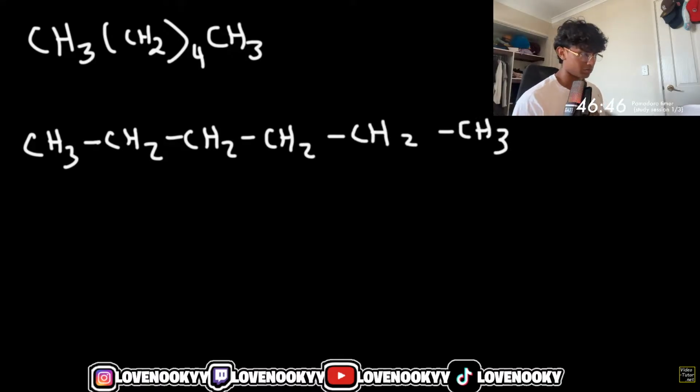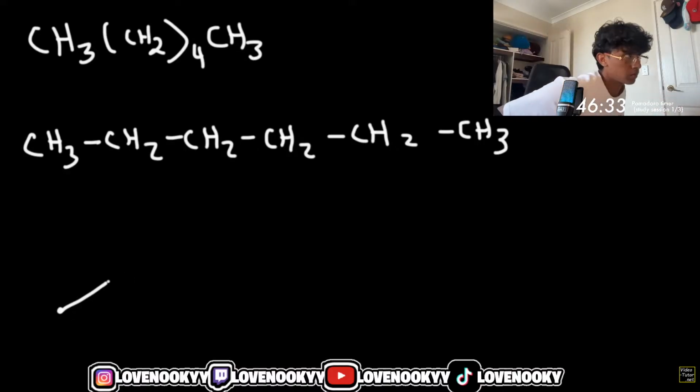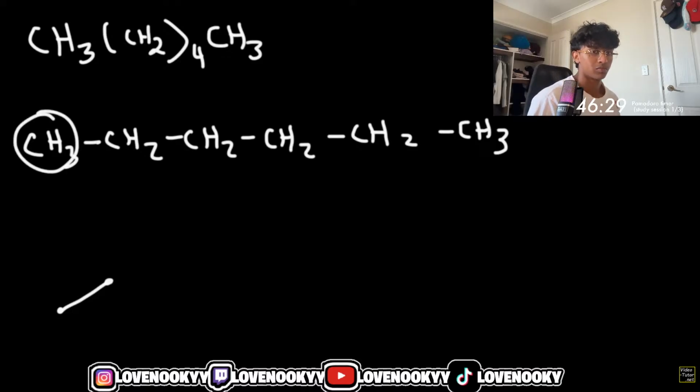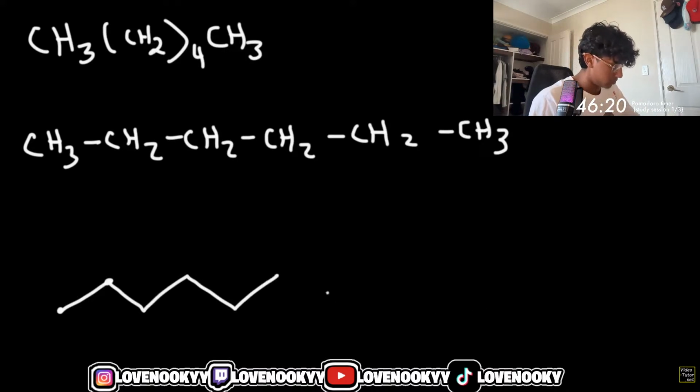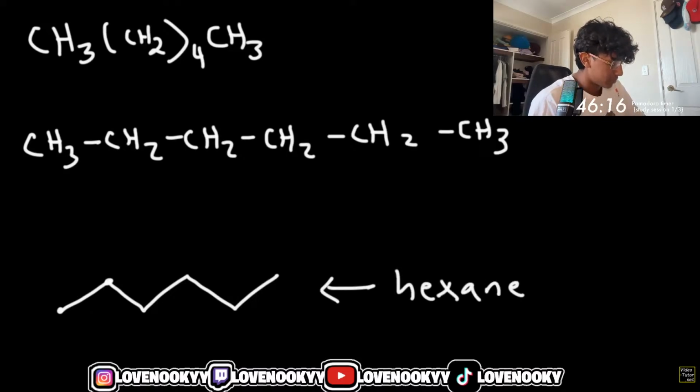So we have a total of 6 carbon atoms in a straight chain. In order to convert this into a skeletal structure, we need to draw lines. This one line represents 2 carbon. This is a carbon, and this is a carbon. So this would be the CH3 carbon, and this would be the CH2 carbon. This will be the 3rd carbon, the 4th one, the 5th, and the 6th carbon. So that's hexane as a skeletal structure.